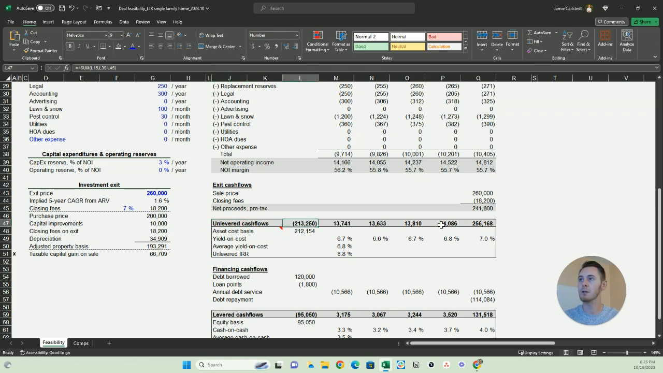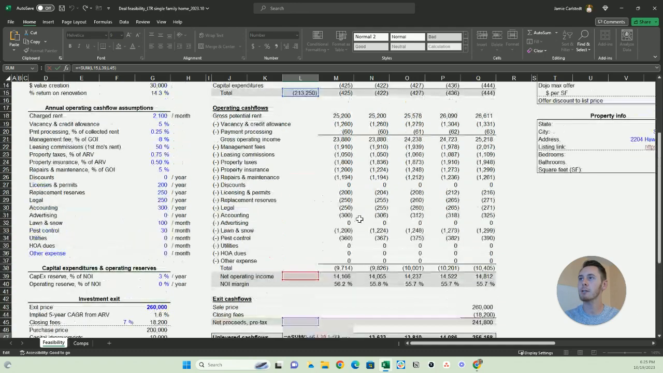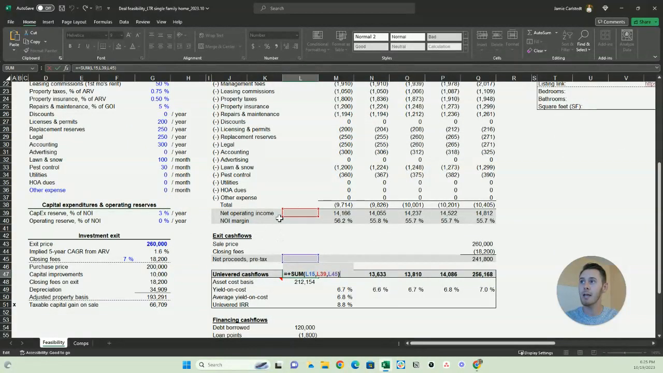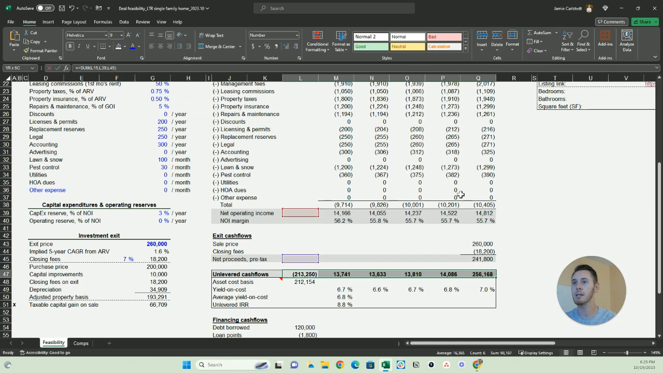So, unlevered cash flows. How we're going to calculate this is we're going to take, for each period, the acquisition and investment period. This is a non-operating period right now. We're going to take the total upfront cash outflows here, add any NOI, which again is zero here because it's non-operating, plus any exit net proceeds, which is zero here as well. And then we're going to drag that formula across here.